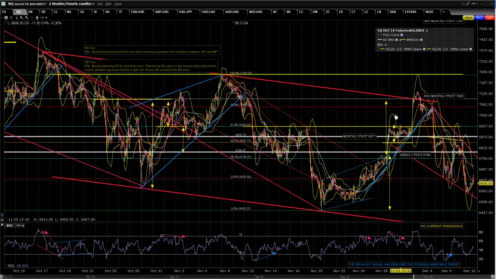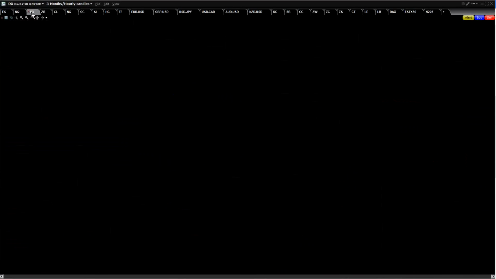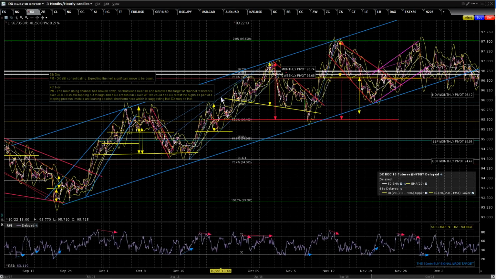I've got a decent looking, although not well anchored, support trend line on ES either. A decent looking falling wedge forming here. I've got wedge resistance in the 6750 area, no current divergence. Let's have a look at DX. No need to look at SPX. The key levels are the ones I've given you already anyway.